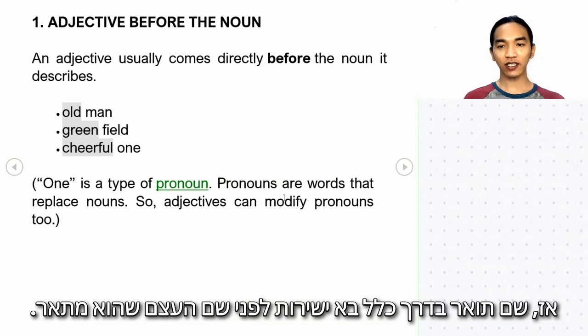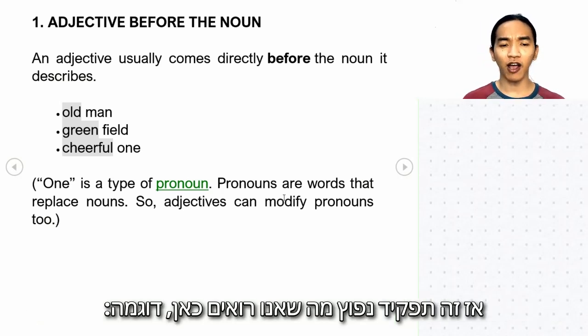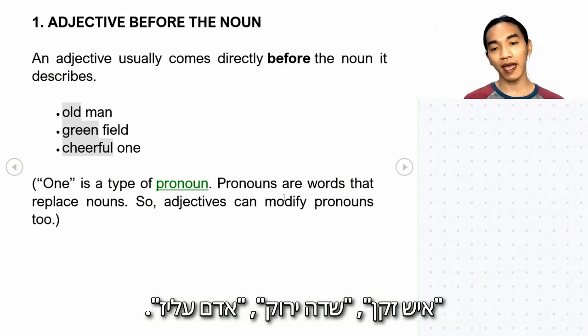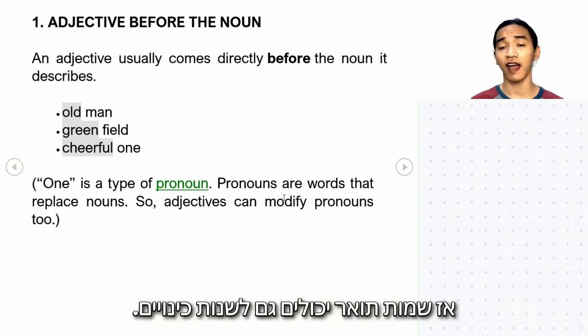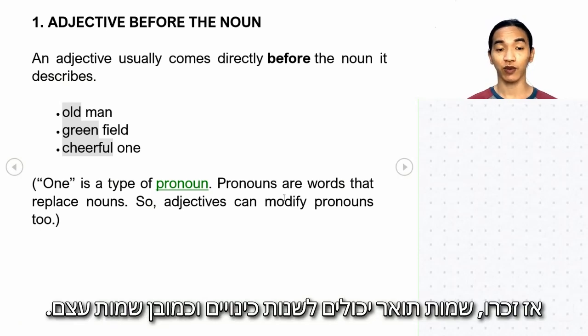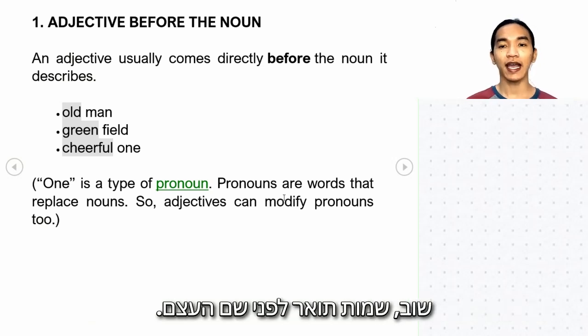So, an adjective usually comes directly before the noun it describes. This is a common position that we see. Example here: old man, green field, cheerful one. So, one is a type of pronoun, and pronouns are words that replace nouns. So, adjectives can also modify pronouns. Remember, adjectives can modify pronouns and, of course, nouns. Again, adjectives before the noun.